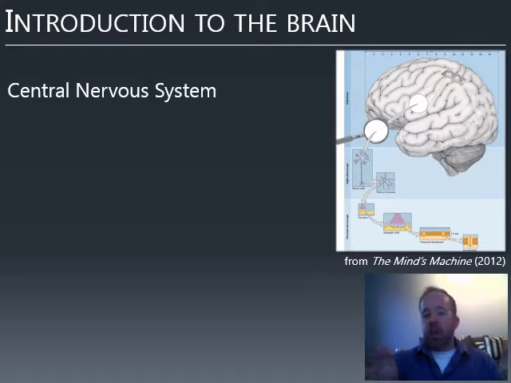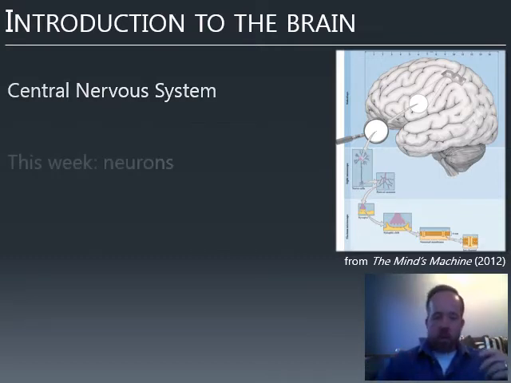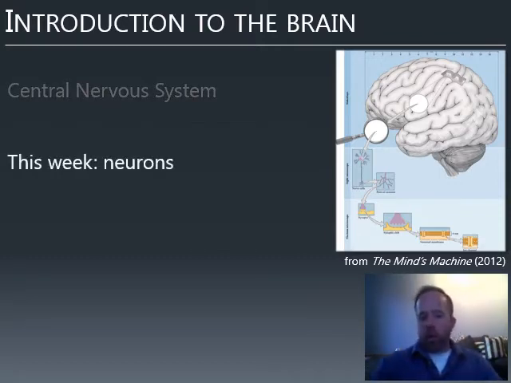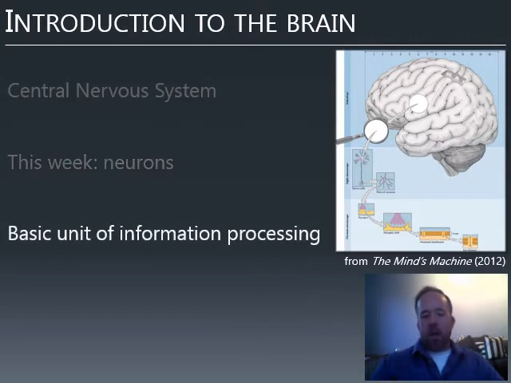So we're talking about the central nervous system. This is the brain and the spinal cord. We'll talk about the peripheral nervous system later. And this week we'll focus on neurons, the individual brain cells. And the neuron is the basic unit of the brain. It's the basic unit that processes information.